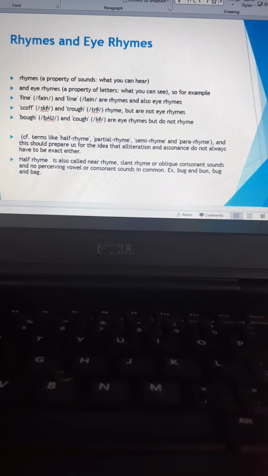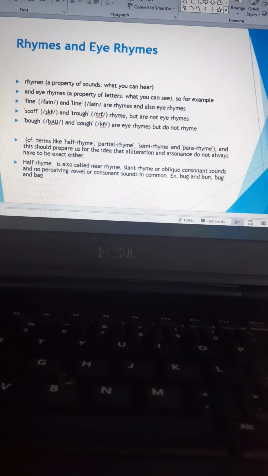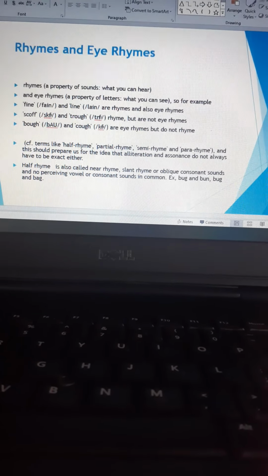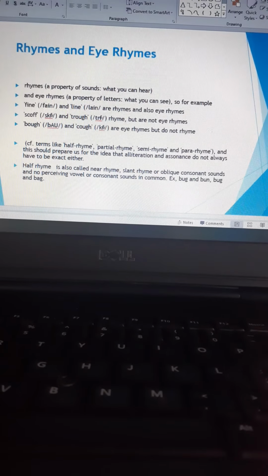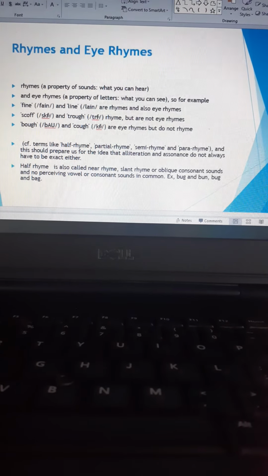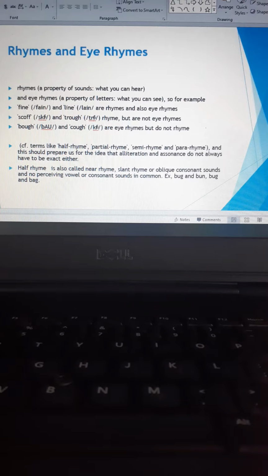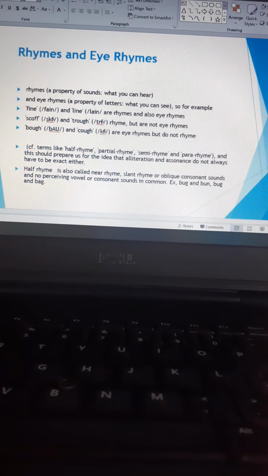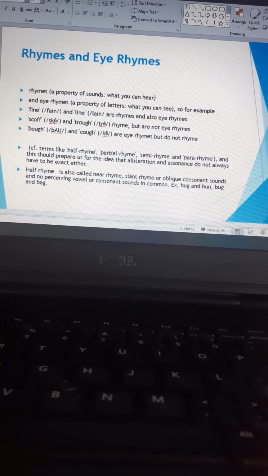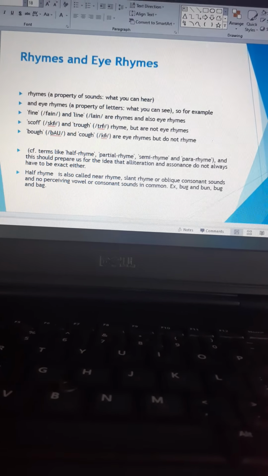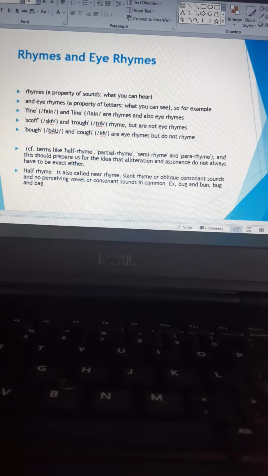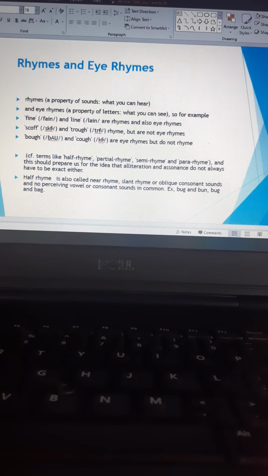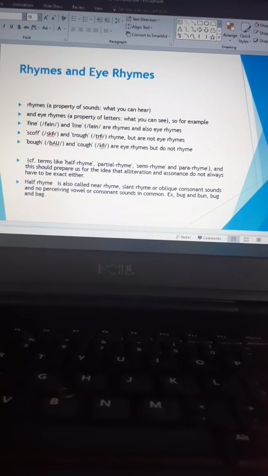Now let's proceed to rhymes and eye rhymes. Rhyme is the property of sounds, what you can hear, and eye rhyme is the property of letters, what you can see. So for example, the words fine and line are rhymes, and they also have an eye rhyme.